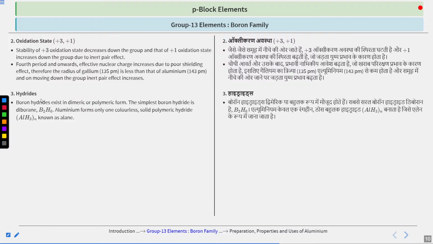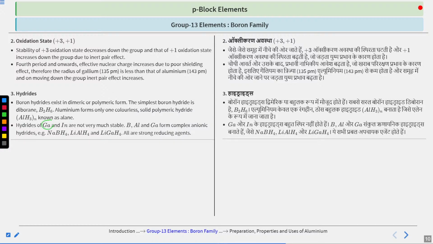Next is our hydride. If you talk about the boron hydride, they exist as dimeric or polymeric form. So simple boron hydride is diborane. Whereas aluminium forms one colorless solid polymeric hydride, which is (AlH3)n, known as alane. So remember this formula. These formulas are very important, and also their properties. Sometimes questions are asked based on their properties, like there is a compound having a solid colorless structure and so on, and in this way they frame the question and students get confused because of the less information about the structure.